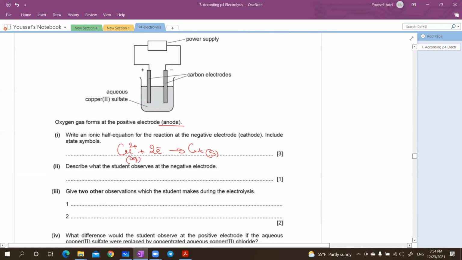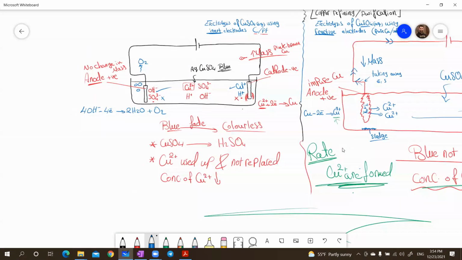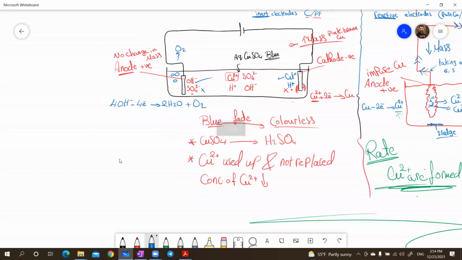Describe what the student observes at the negative. Actually, the copper is pink-brown deposits. Give two other observations which the student makes during the electrolysis. In this scenario, in the inert scenario, the blue color of the solution will fade, and this is really important. Why? Because the concentration of the copper ions will decrease, because the copper ions are removed at the cathode but they are not replaced. So this means that the concentration of the copper ions will drop, and this will cause the blue color to fade.